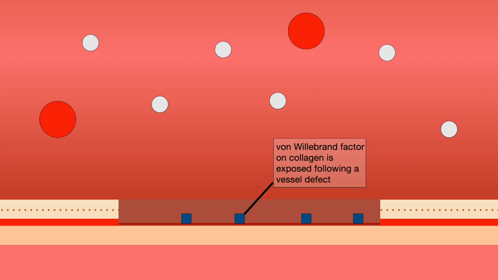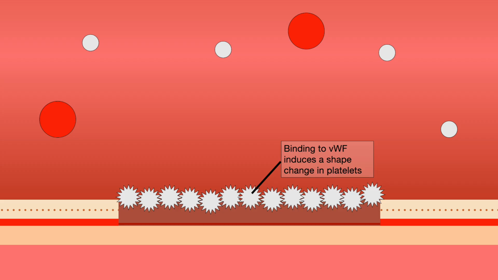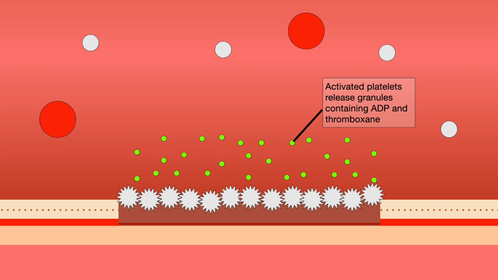After a vascular injury, von Willebrand factor on the underlying collagen is exposed. This factor binds to GP1B on platelets, and the exposed collagen can also bind to GP1A and 2A on the platelets. Binding to von Willebrand factor induces a shape change in the platelets that we call activation. Activated platelets are going to release granules that contain ADP and thromboxane into the local circulation.